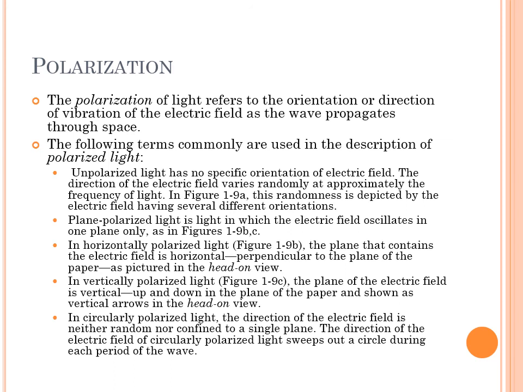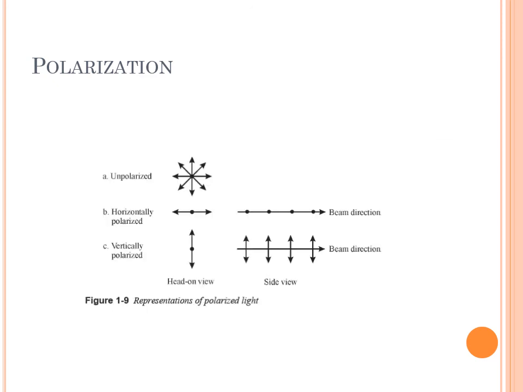In circularly polarized light, the direction of the electric field is neither random nor confined to a single plane. The direction of the electric field of circularly polarized light sweeps out a circle during each period of the wave. So here is the figure showing us the unpolarized light at the top, horizontally polarized light in the middle, and vertically polarized light on the bottom.